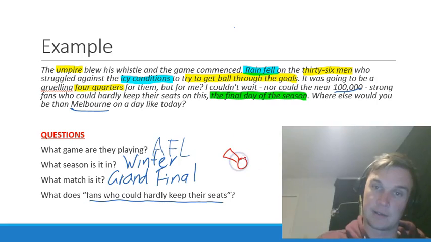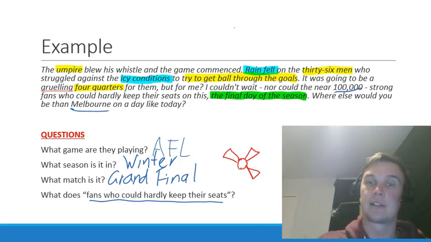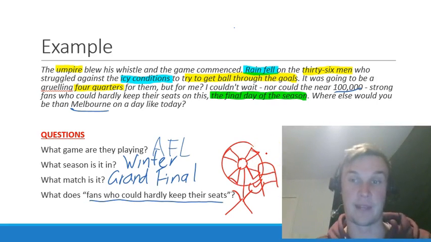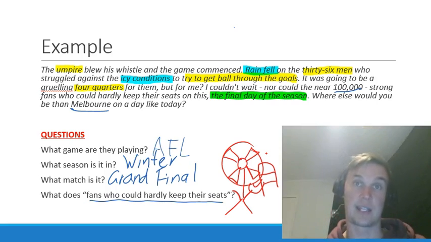Okay, again, this is probably one of the best drawings you have ever seen in your life. And no, I didn't get it from Google Images. That's just my awesome drawing. So here I have a fan, and it is struggling to hold a seat. Okay, that's the literal meaning of that statement. But we know that that's not the case.